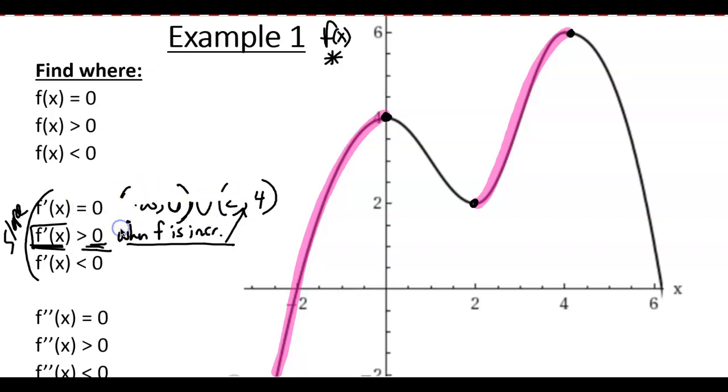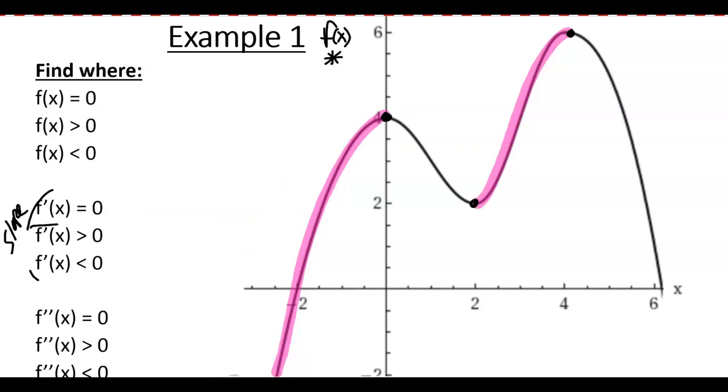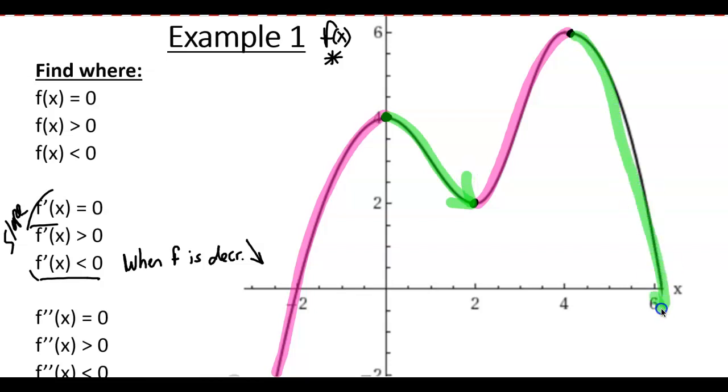Let's talk about where f prime is less than 0. All right, f prime is less than 0 when f is decreasing. So where is f decreasing? Well, decreasing means that we're going in a downward direction as we move to the right. So starting from here and going like that, we're moving in a downward direction that whole time. So we put a little arrow there to indicate the direction. Same thing here, moving in a downward direction over there.